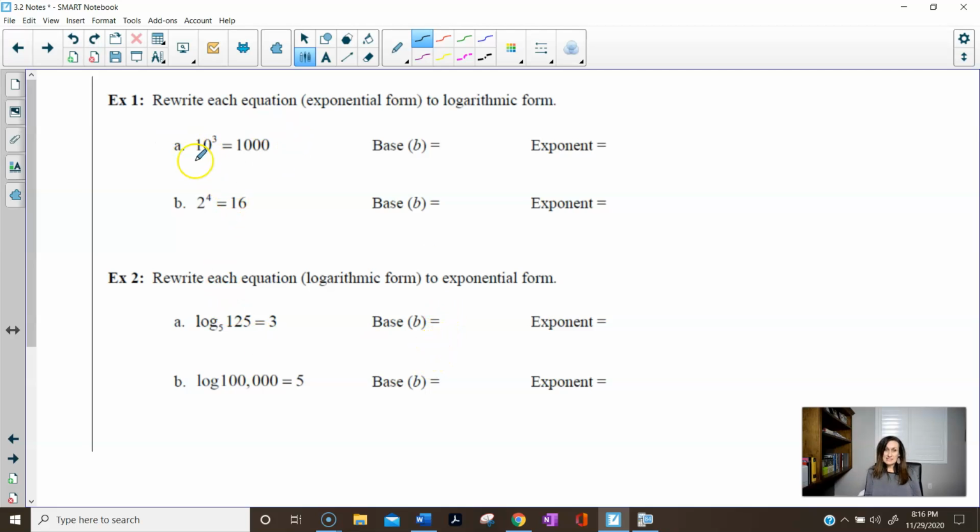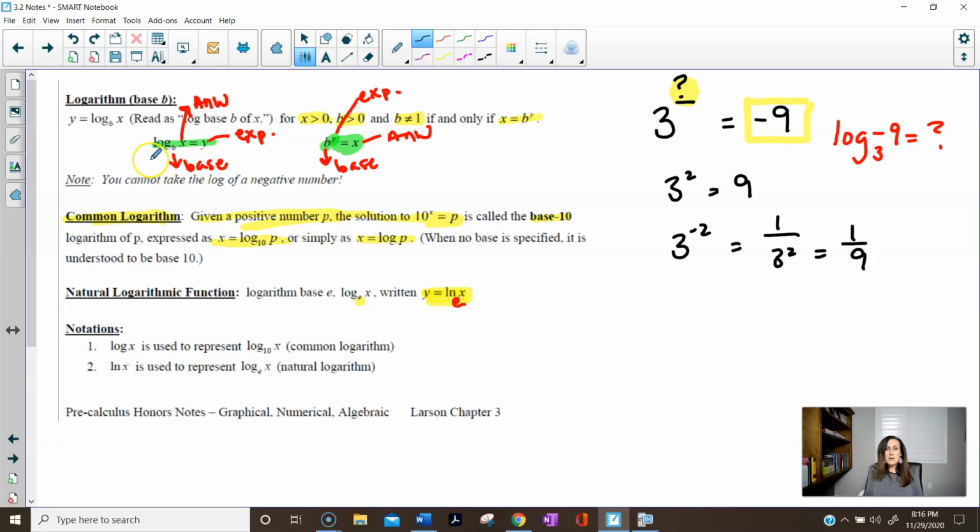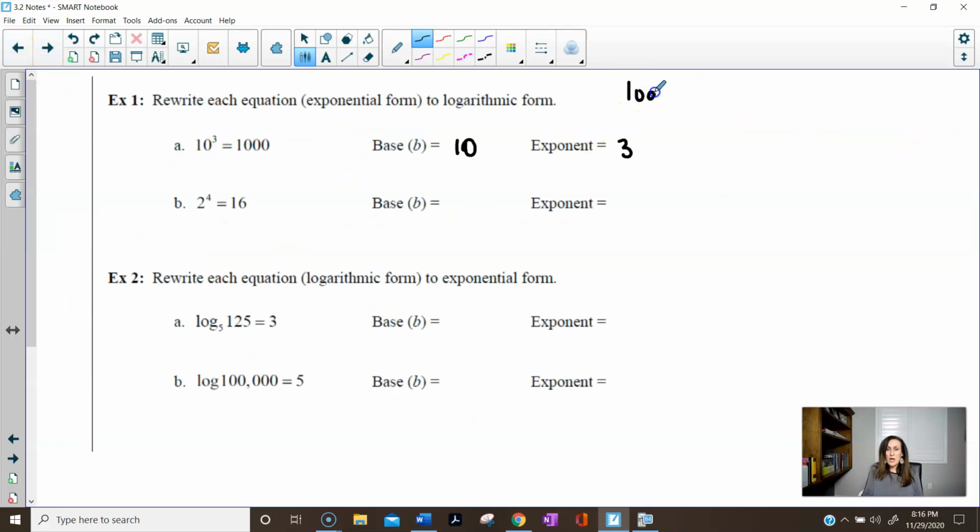So if you look at this, let's label the parts. The base happens to be 10, and the exponent happens to be 3. If we come back here, log base b of x equals y. Therefore, b raised to the y equals an answer of x. So we're going to take the exponential and switch it to a logarithm.